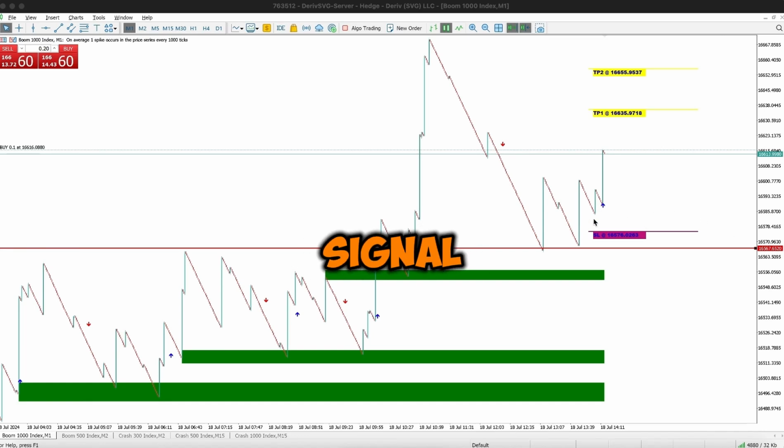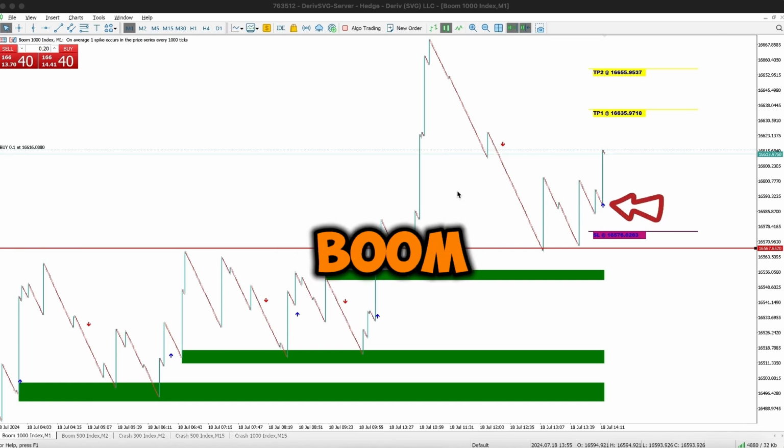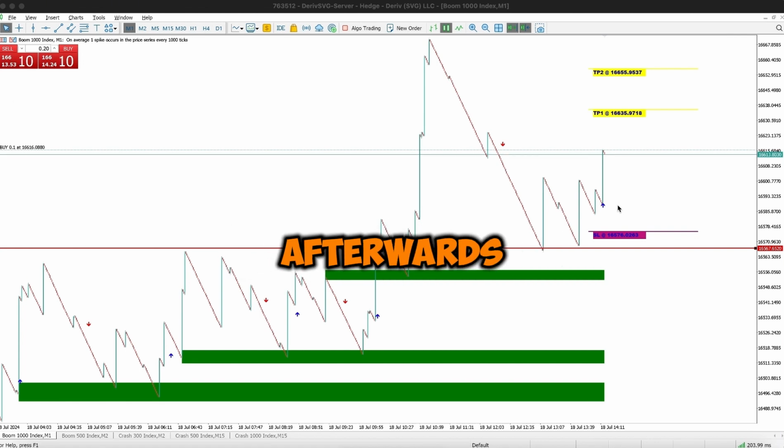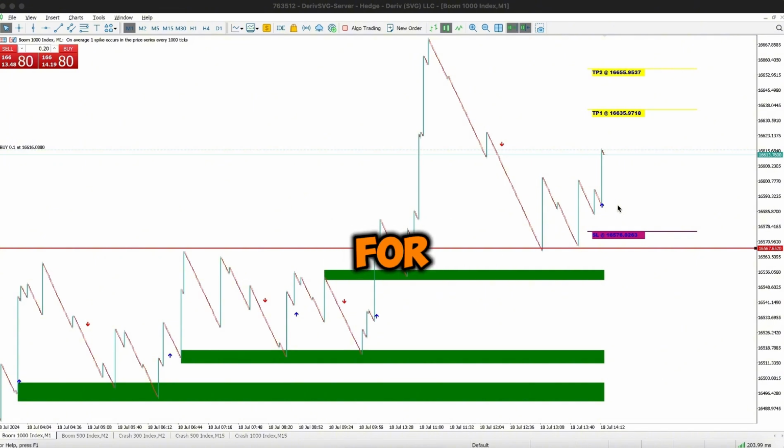I got a signal from the system to buy Boom 1000. So I'm in this trade right now. What we're going to do is let this trade play out. Then afterwards, I'm going to tell you what I looked out for in order to take this trade. All right, so let's let this trade play out.